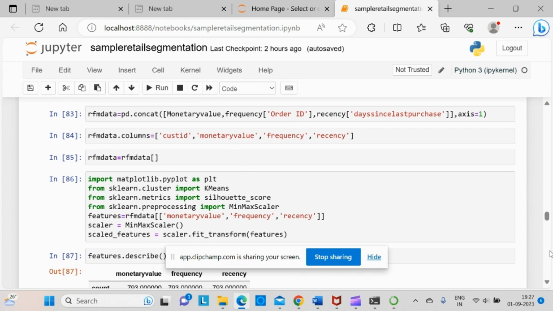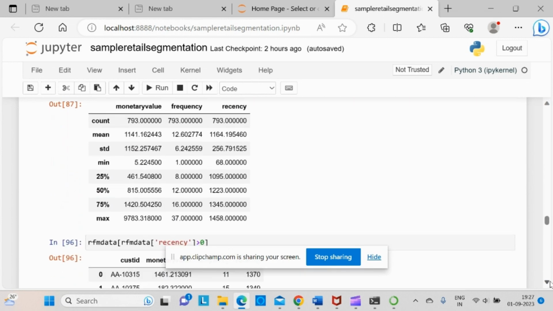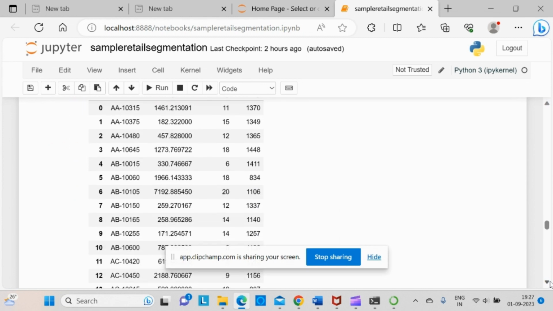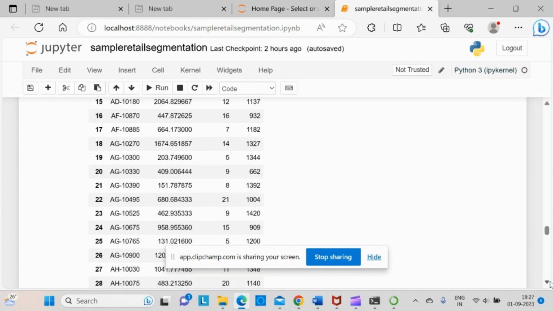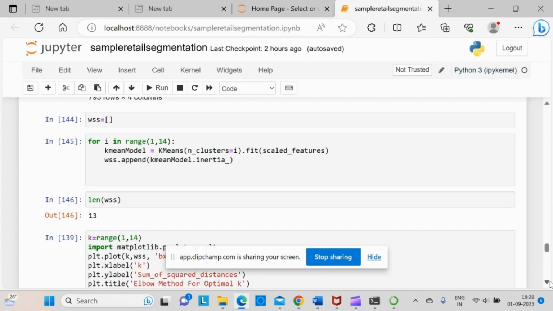Now all we have to do is a summary statistic on the frequency value, recency, and monetary value. Then we filter out the data such that the recency is at least greater than zero. At least we eliminate values which are close to the reference date. Then we run a k-means clustering.